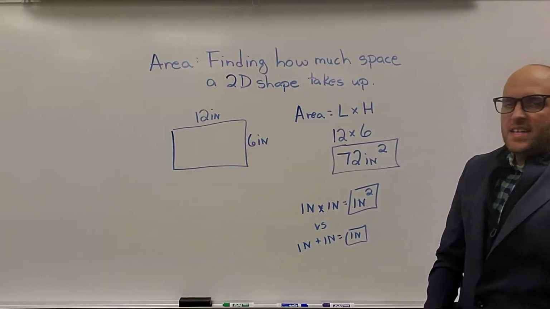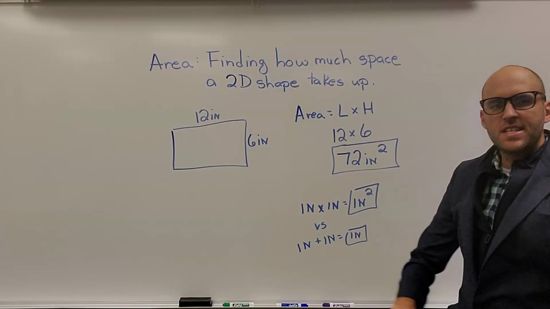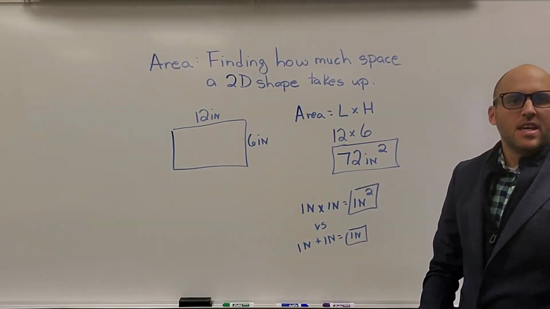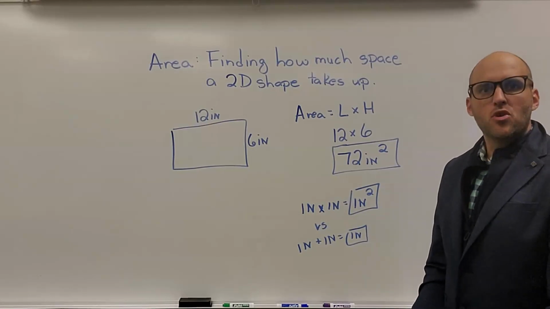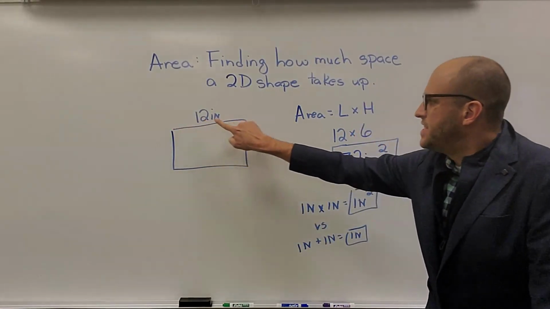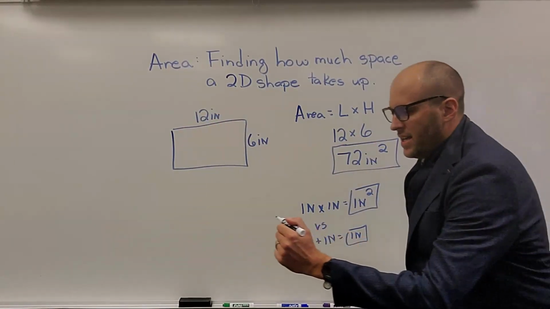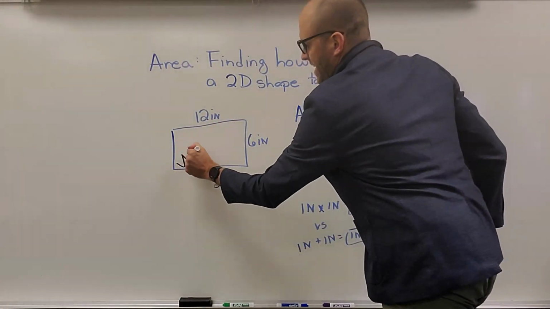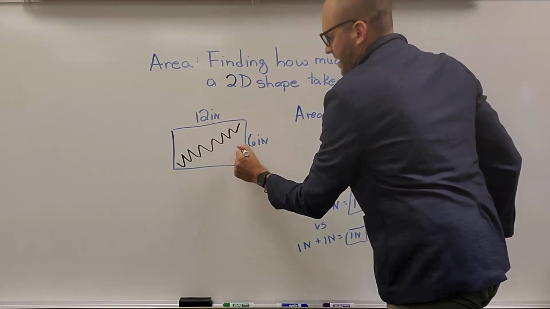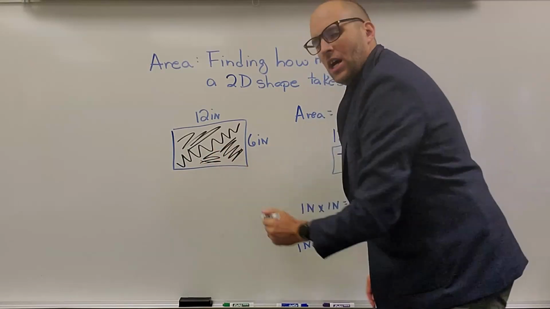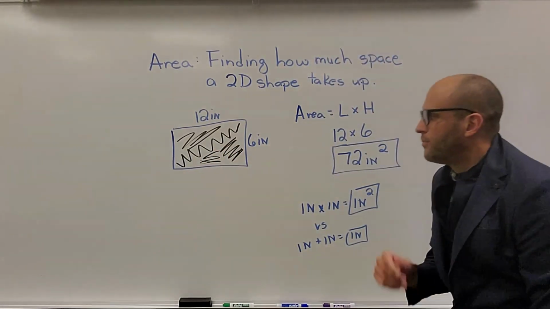Now, area is finding out how much space a 2D shape, a two-dimensional shape, takes up. So if you've watched my previous video on perimeter, you know that perimeter is the distance around one of those two-dimensional figures. Area is trying to find all the space that's inside the fence. So after you've built the fence, you want to know how much farm space you have, for example.